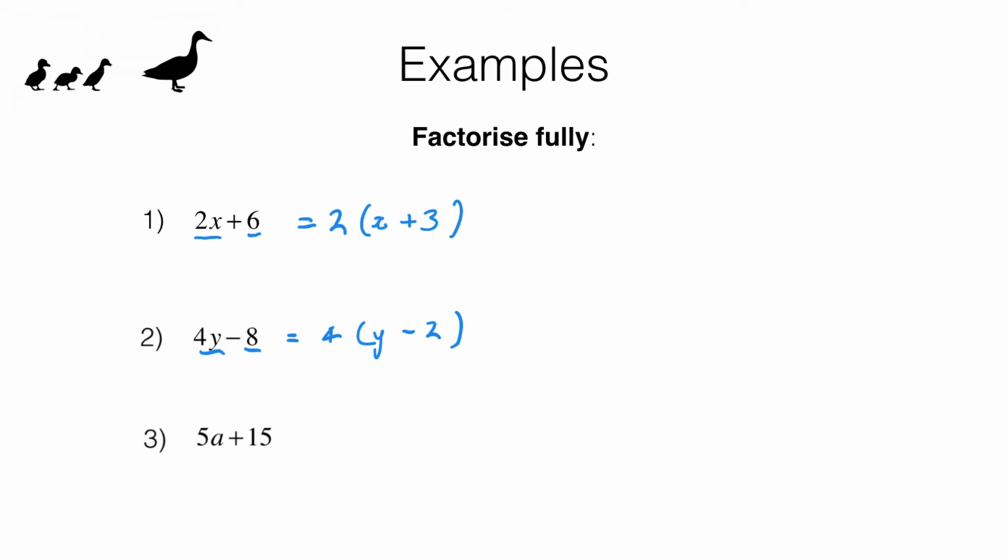The third one, I can see my highest common factor is 5, because 5 is the highest common factor of 5 and 15, so that'll be a 5 here. I multiply 5 by a to make 5a, so I'll have an a there, and I multiply 5 by 3 to make 15, so that'll be positive 3 here.